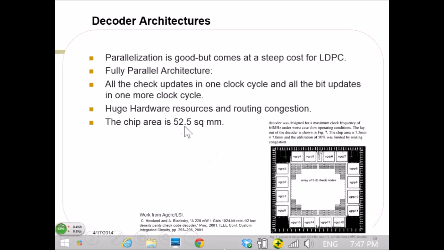The chip area is around 52.5 square millimeters, and this achieves around 1 Gbps. Later, when we did our work, several years after this, we got similar throughput in around 2 square millimeters, but it's a different architecture and a different algorithm, including both the check node update and how the decoding itself is done. So there are several changes.